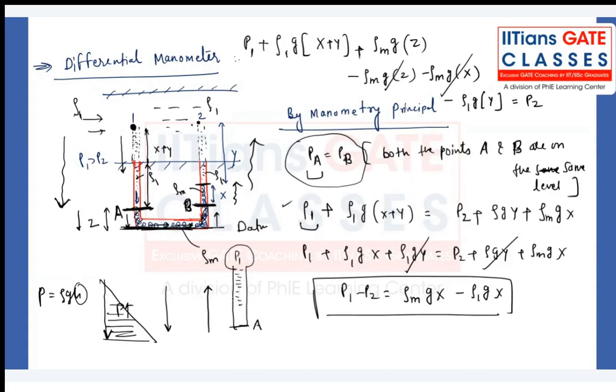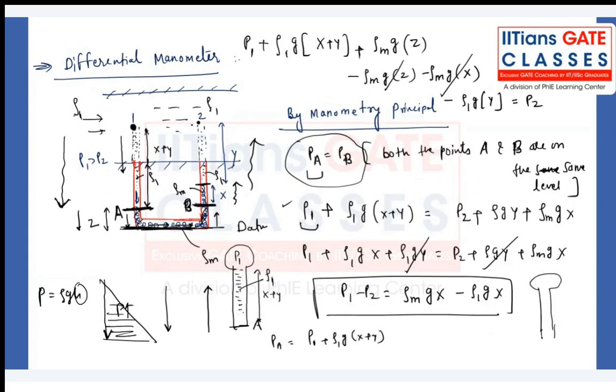You think like this. Height is what? X plus Y, which is a liquid rho m. So what I will write? Everyone knows that P1 plus rho 1 g into X plus Y. Second limb, my different second limb is looking like this to me.